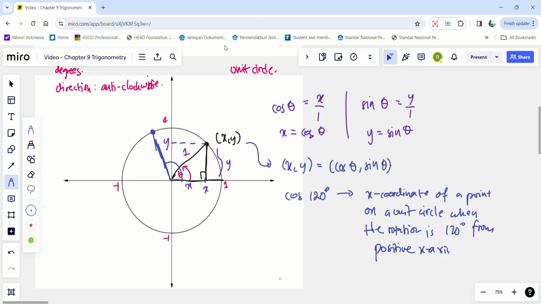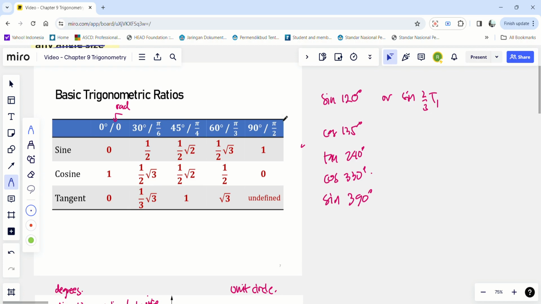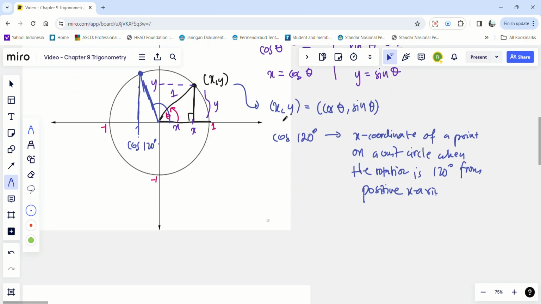So 120 degrees. If I create a right angle triangle, this number is the cos 120 degrees. That's actually what it means. In other words, as an implication, back then we know the trigonometric ratio is only from 0 until 90, and then the value is always positive. So then here, you will be able to tell, for example, that cos 120 degrees has a negative value.